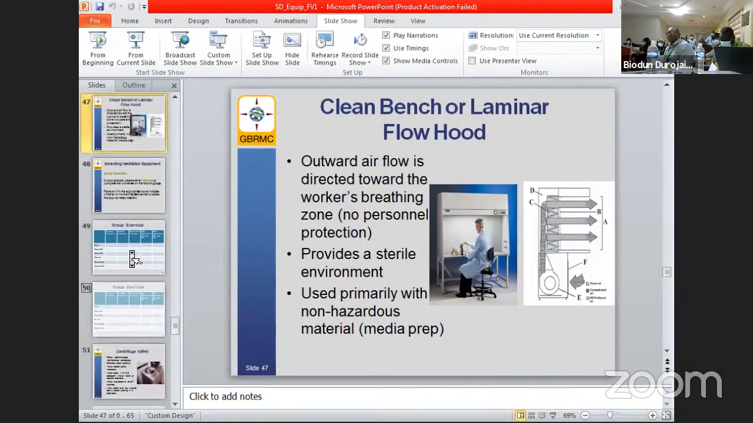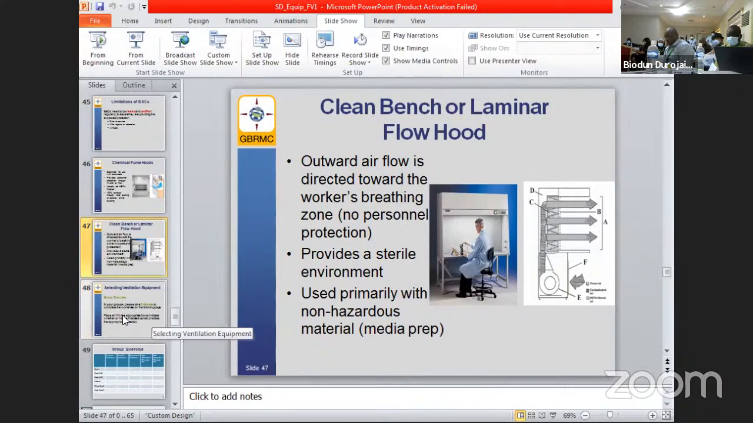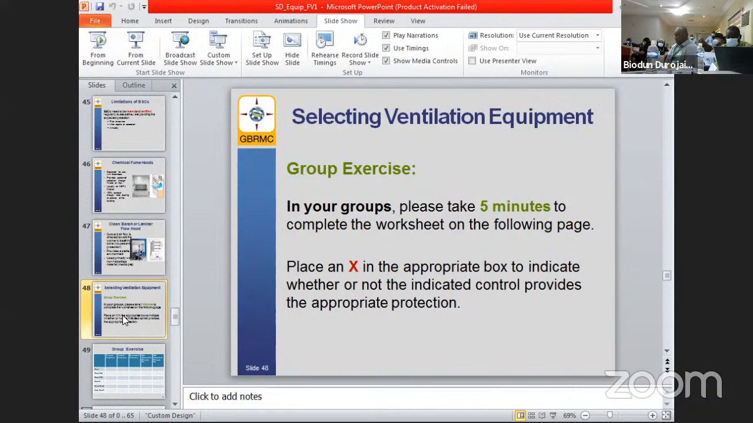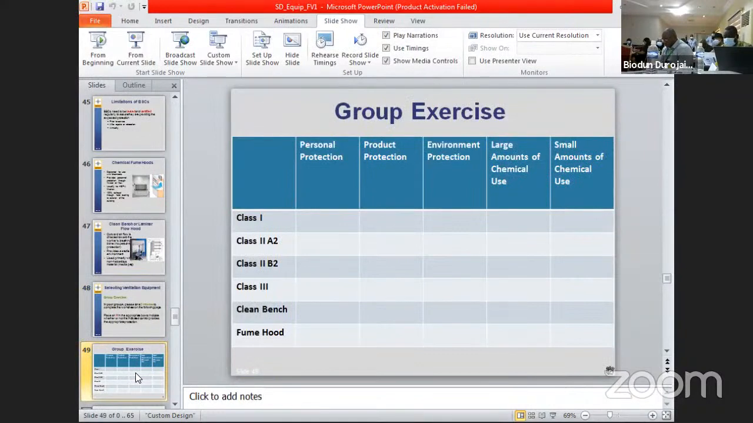So let's not spend time on this. This risk assessment is very important, in that what you do will depend on the level of risk, the outcome of the risk assessment that can be performed. Selecting ventilation equipment in your groups, we'll just skip this. This is a group exercise, but let's do it in plenary. What this exercise is about is personal protection. Will you choose a class 1, class 2 A2, class 2 B2, class 3, clean bench, or fume hood? You will answer table by table. We'll agree. For personal protection, will class 1 protect the person?